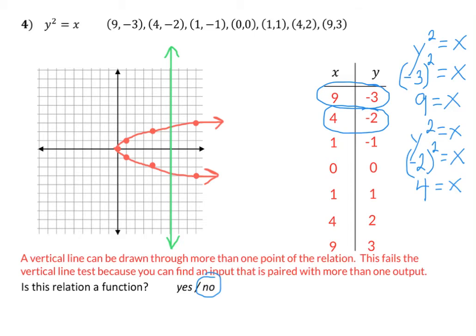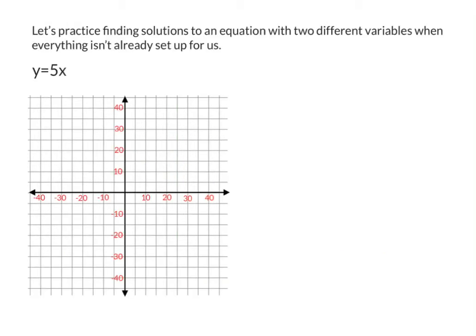Now let's practice finding solutions to an equation with two different variables when everything isn't already set up for us. So I notice the equation y is equal to 5x. I can choose any input or x value and plug it into the equation and solve it for the corresponding output or y value. But this is a good time to talk about the fact that I can change intervals on the graph if I need to.